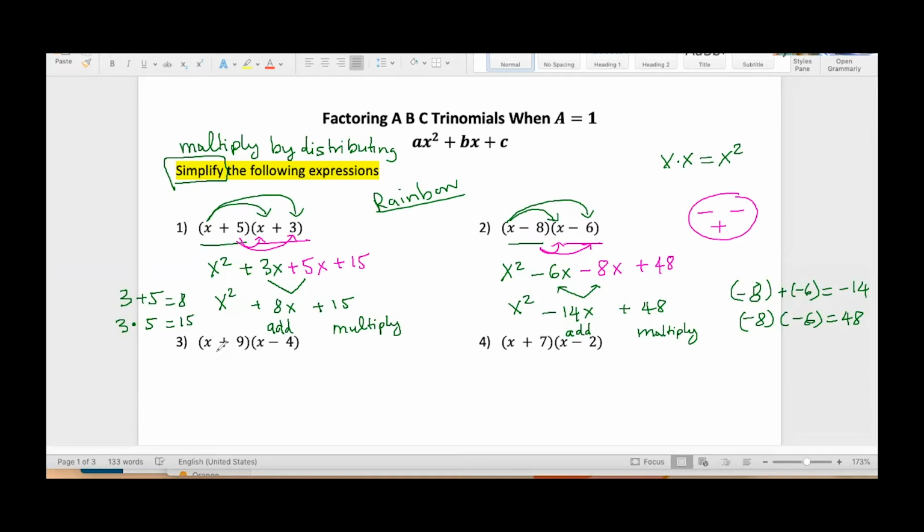So let's give it a try right here. I'm going to do the same thing. X times x, we've got an x squared. And then to get the middle item, all we're going to do is add the numbers together. So 9 plus negative 4 is going to give me positive 5, so plus 5x, okay? And then to get the last number, we're going to multiply. So 9 times negative 4 is going to give me negative 36. So there we go. We got our answer.